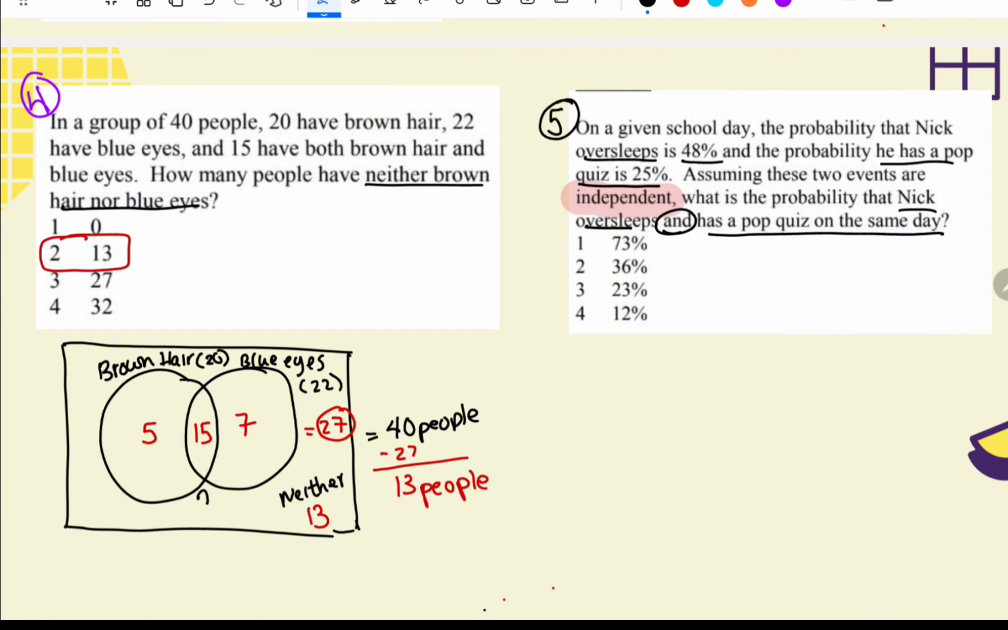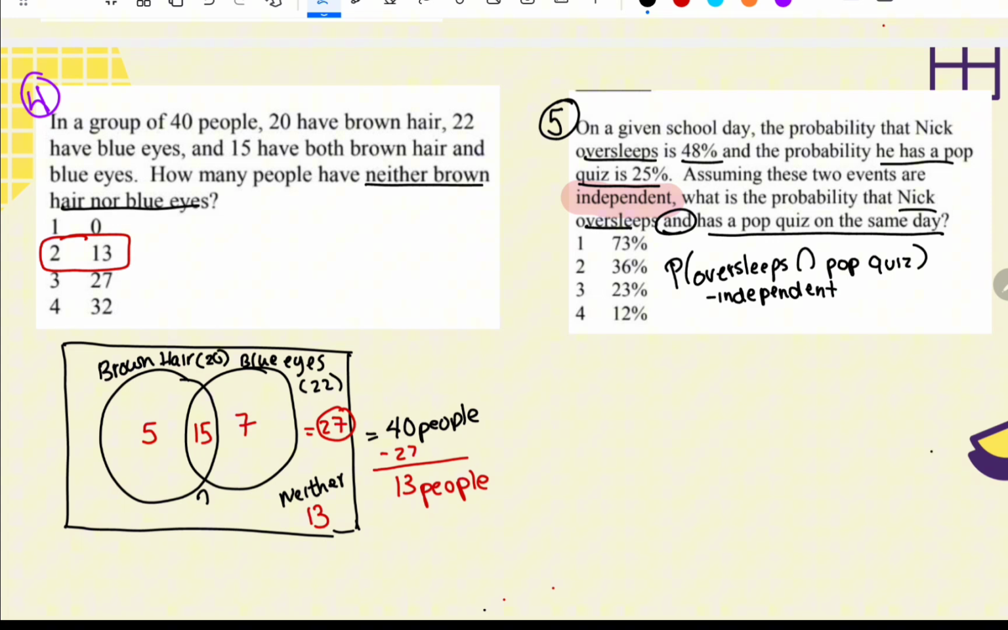Haneen, why did you emphasize independent? It's important. We know that our question is asking for the probability that he oversleeps and has a pop quiz. So I'm doing what? Intersection. What other information do I get? Both events are what? Independent.